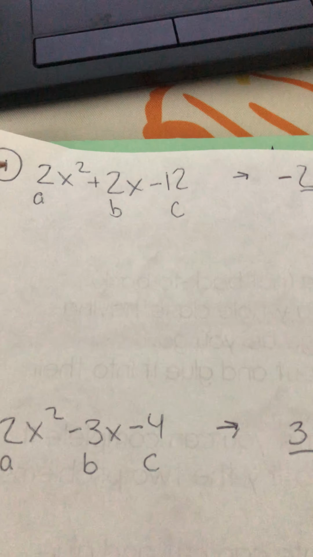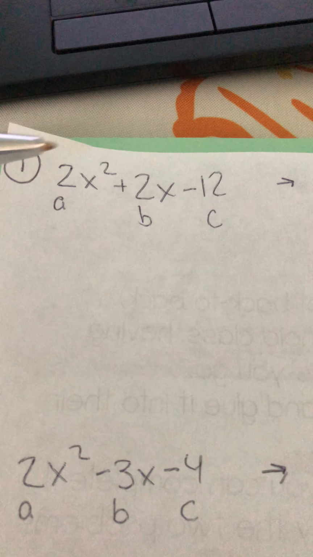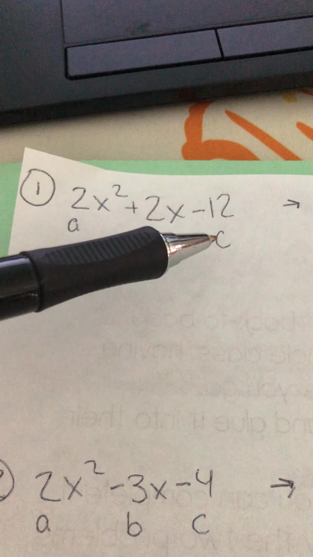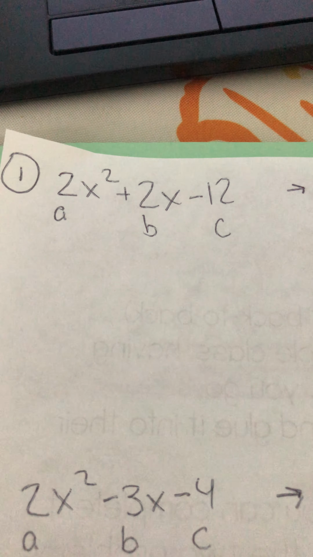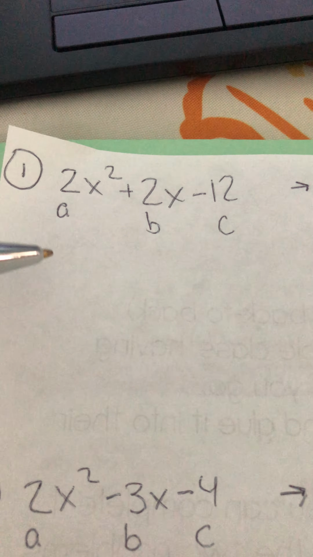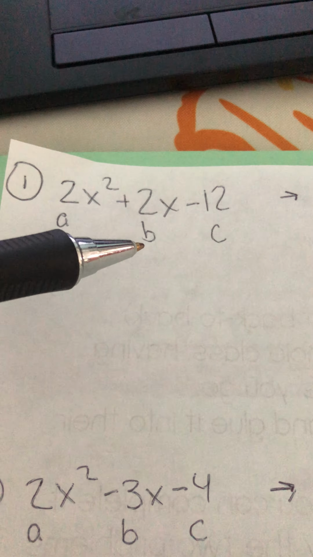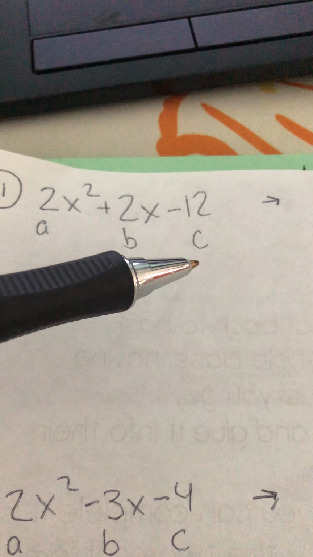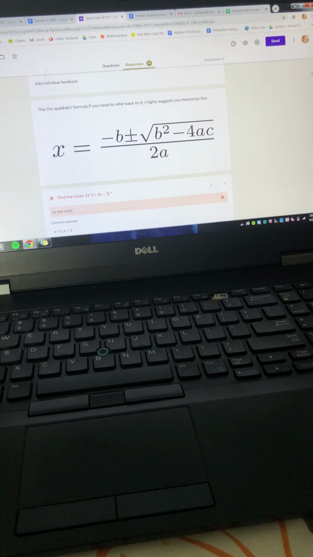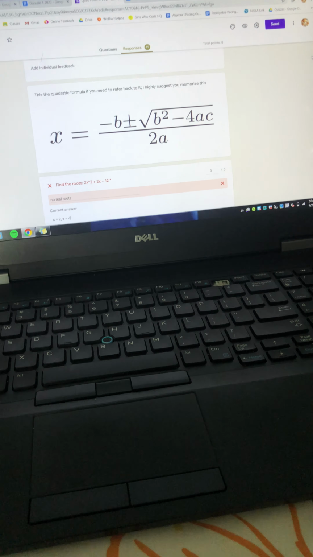For the first question, it's to find the roots of this quadratic, 2x squared plus 2x minus 12. So quadratic formula, you need to define what your a, your b, and your c are. A is the number in front of x squared. B is the number in front of x, and c is the constant. Take those and plug it into the quadratic formula, negative b plus or minus the square root of b squared minus 4ac over 2a, okay? And that will always be provided for you.